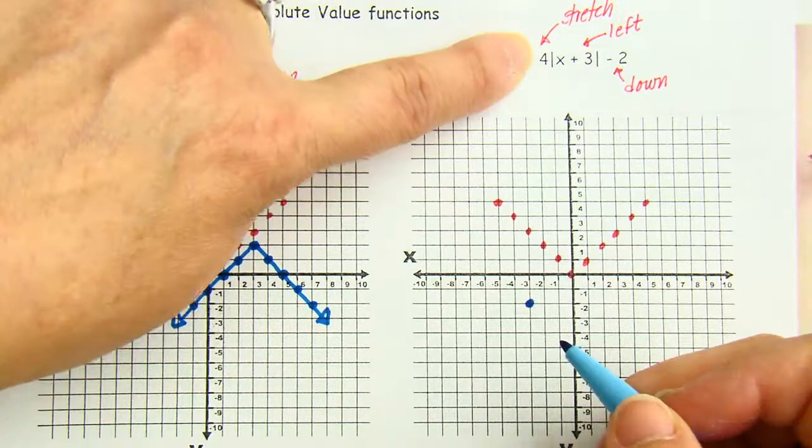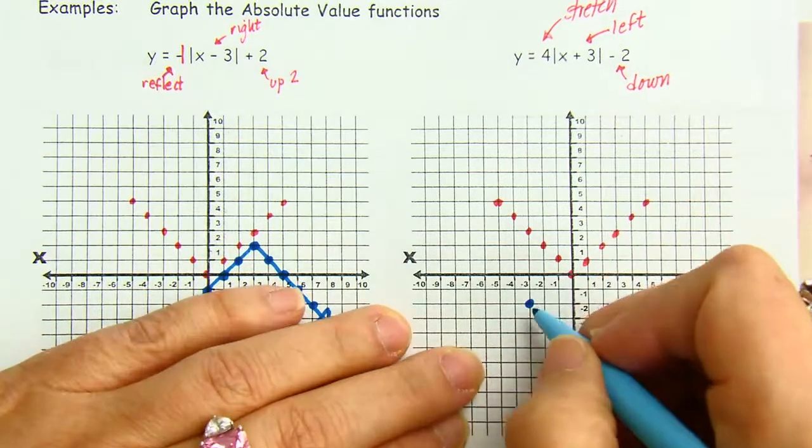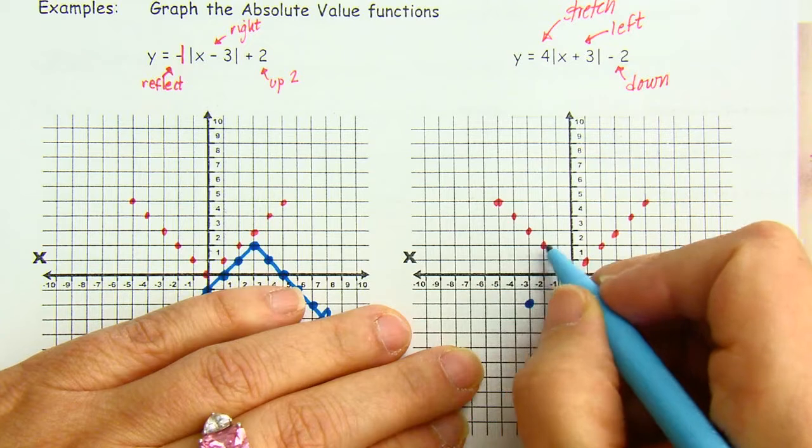And now I'm going to use the slope. Notice I'm not reflecting, so my absolute value V-shaped graph should be going upwards. So from this point, I'm going to move up 1, 2, 3, 4 to the right 1.